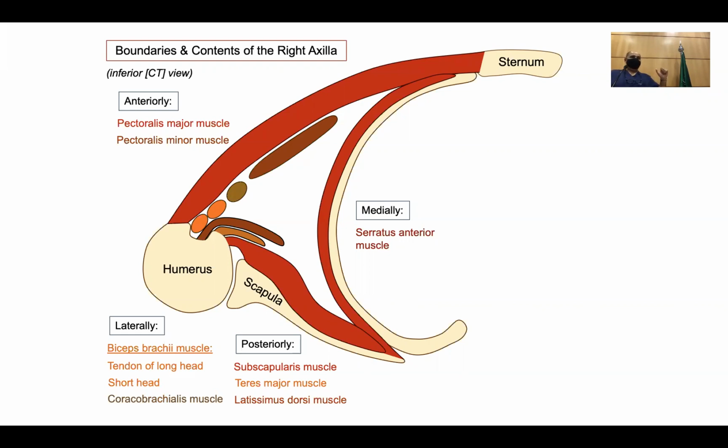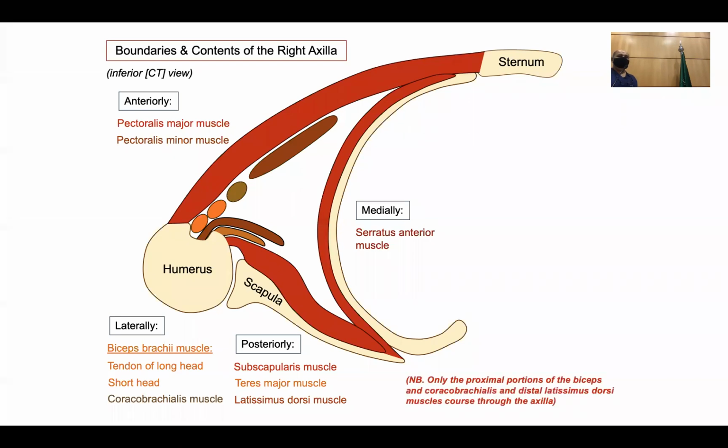Axilla, where it is located. Who makes the anterior wall? Who makes the posterior wall? Who makes the lateral wall? Who makes the medial wall? Where the apex has to be, where the base has to be. Now, what does this axilla contain? Its contents. So let's fill it.